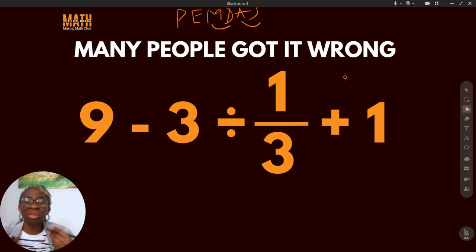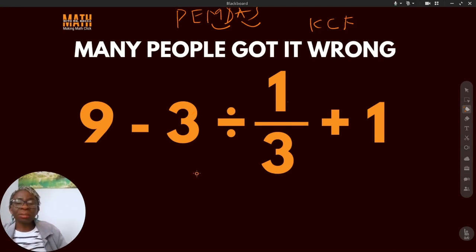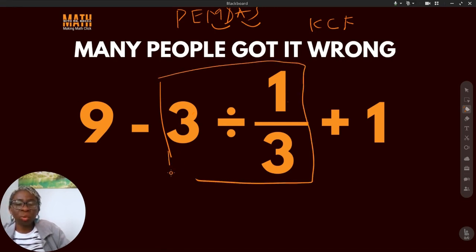So whenever you are to divide by a fraction, that brings us to the second rule, which we call the keep, change, and flip rule. That is, whenever you're dividing by a fraction, you keep the first number, which is 3. Now we are focusing on this middle because we want to divide 3 by 1/3.